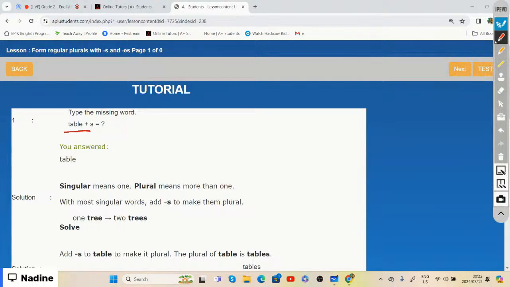All right, so if we have one table, but as soon as we add an s, then it refers to more than one. So we can say tables. One table, more than one tables. And all we did was add an s to show that it is more than one.